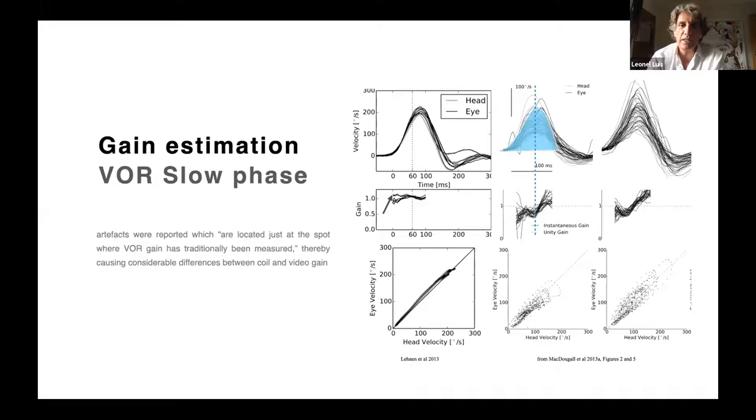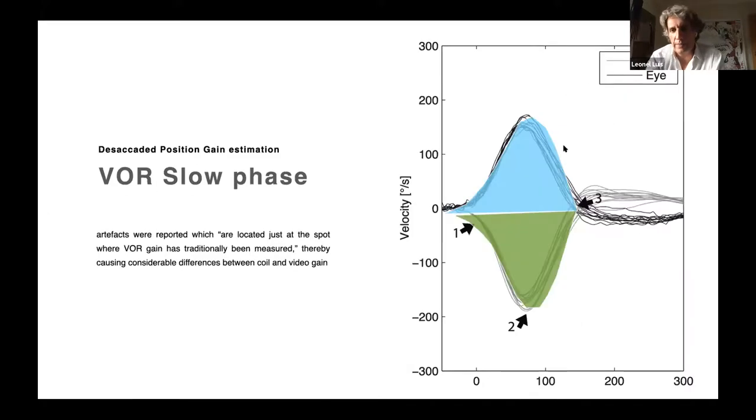So for these cases, it's better to calculate not a velocity gain, an instantaneous gain, but rather a position gain. So we'll try to know how much the head amplitude was, how much the eye amplitude was, and then calculate the ratio. Let's see if for a 40 degree head movement, we actually had around 40 degrees of eye movement. So a position gain, something like this. What was the position of the eye and the position of the head?